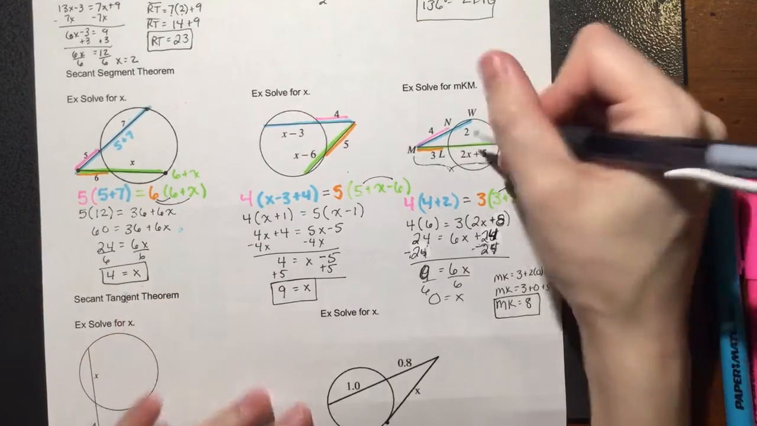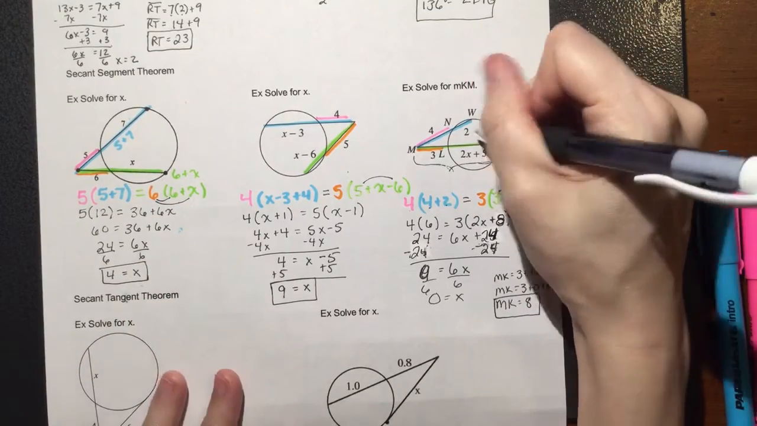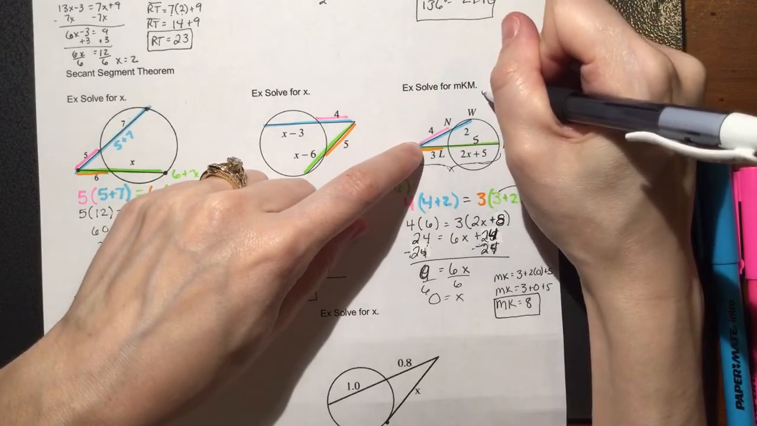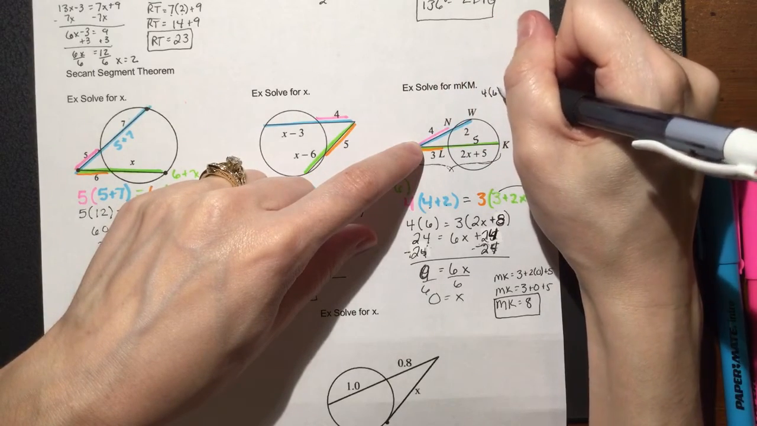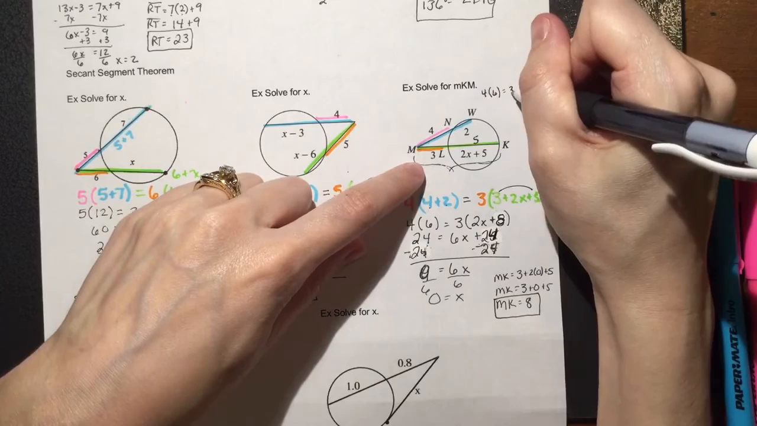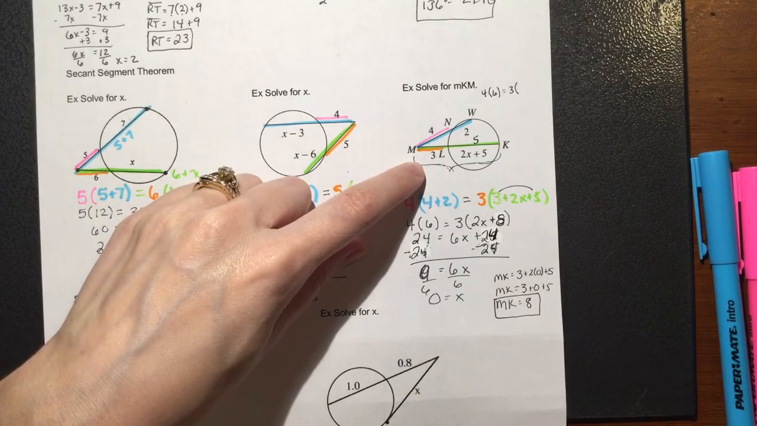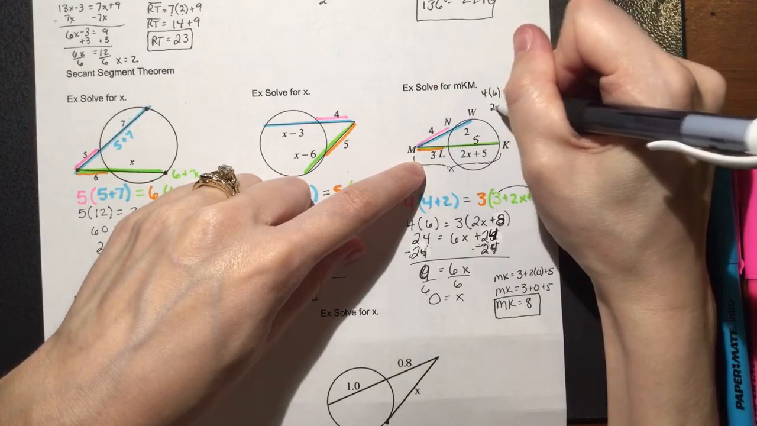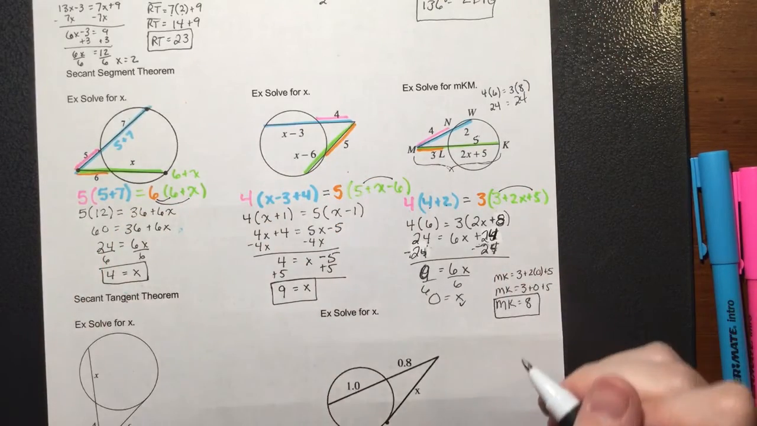So let's double check our answer. So 2 times 0 is 0 plus 5. So if we've done our math correctly, 4 times 4 plus 2, which is 6, is going to be equal to 3 times 3 plus 5, which is 8. So 4 times 6 is 24, which is equal to 24. So that means, yeah, x is definitely 0 and mk is going to have a value of 8.